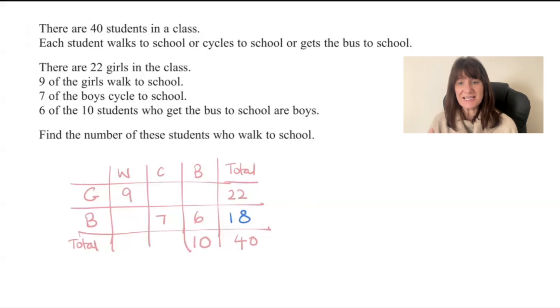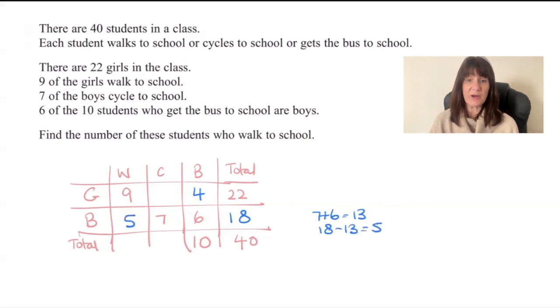40 take 22 is 18. And I've also got 1 in the boys, and 4 plus 6 is 10. I'm now going to work out the boys. 7 plus 6 is 13. 18 take away the 13 leaves me 5. So I've got 5 boys that walk. And then for girls, we already know a 9, add those and you've got 14.